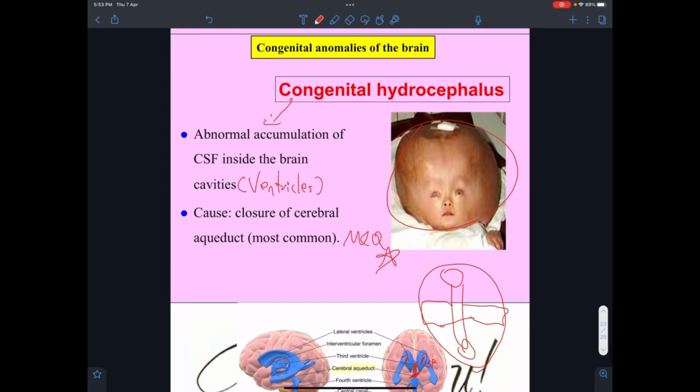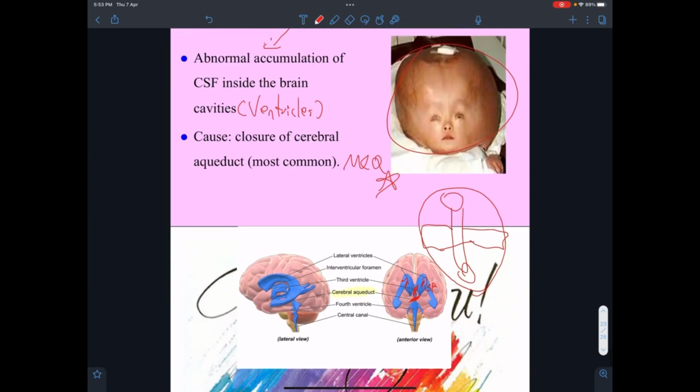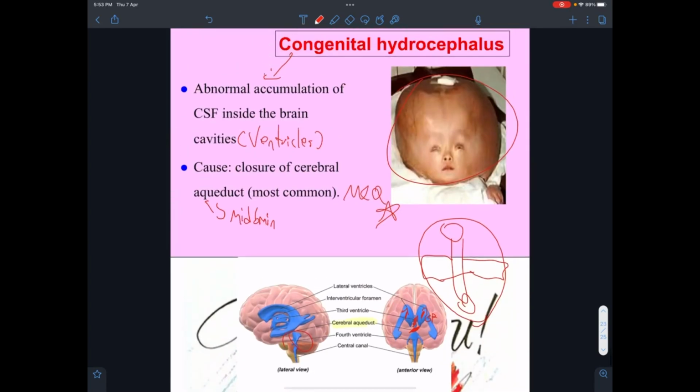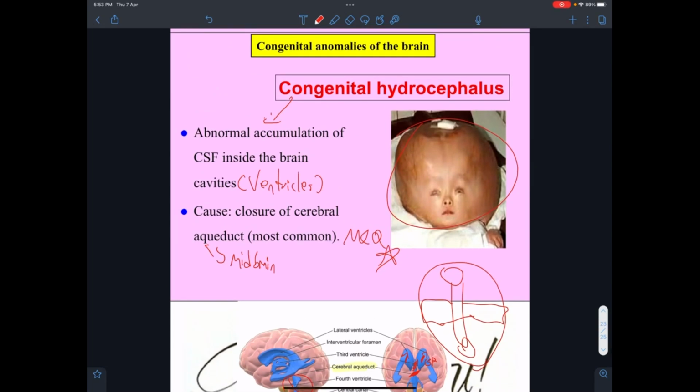It may come as an MCQ, maybe a case giving you the diagnosis of congenital hydrocephalus, or he'll ask you for the cause. Congenital hydrocephalus is due to closure of the cerebral aqueduct, or due to closure occurring where? The cerebral aqueduct, where is it exactly? In the midbrain, right? Right here in the midbrain. So he could ask you that the cause of congenital hydrocephalus is closure of the cerebral aqueduct, or obstruction in the midbrain, because the cerebral aqueduct is in the midbrain.